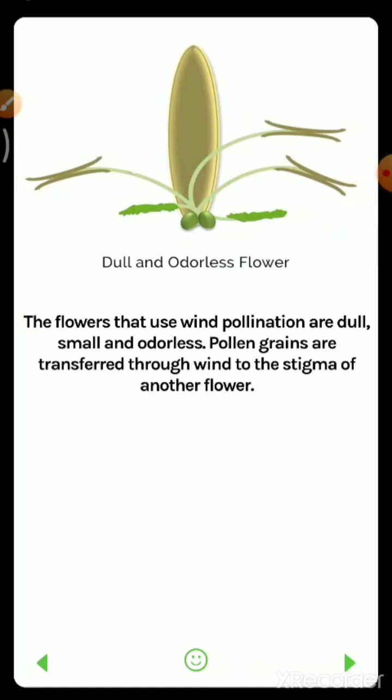The flowers that use wind pollination are dull, small, and odorless. Pollen grains are transferred through wind to the stigma of another flower. So we read that cross pollination means the transfer of pollen grains from one flower to the stigma of another flower of a different plant. Okay. So by the wind, how will it be?